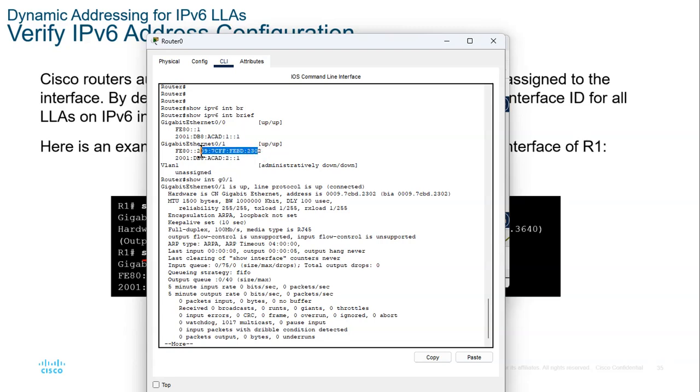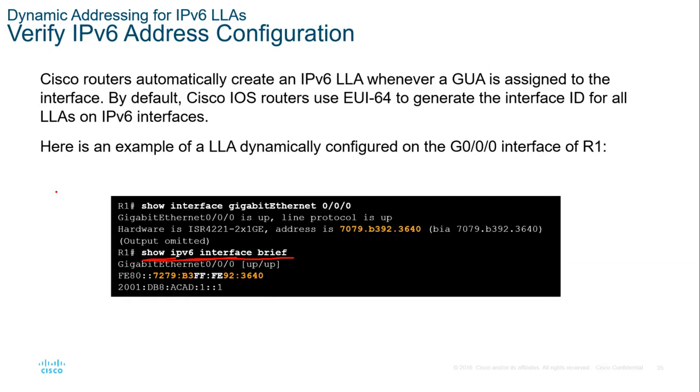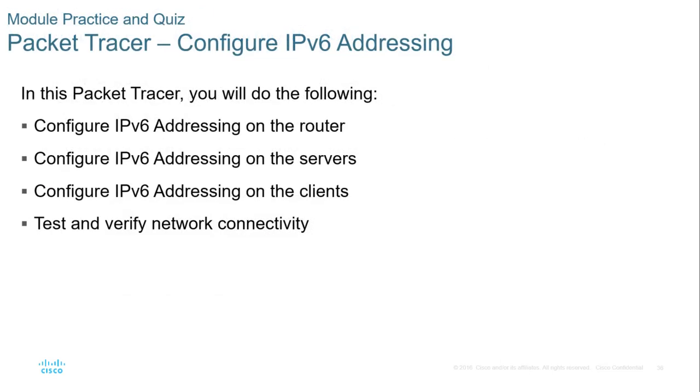When you look at this, the link local address is generated from the MAC address. Why? Because of this triple F in between. Okay, this is Packet Tracer configure IPv6 addressing in your accounts. You'll be able to go through this.